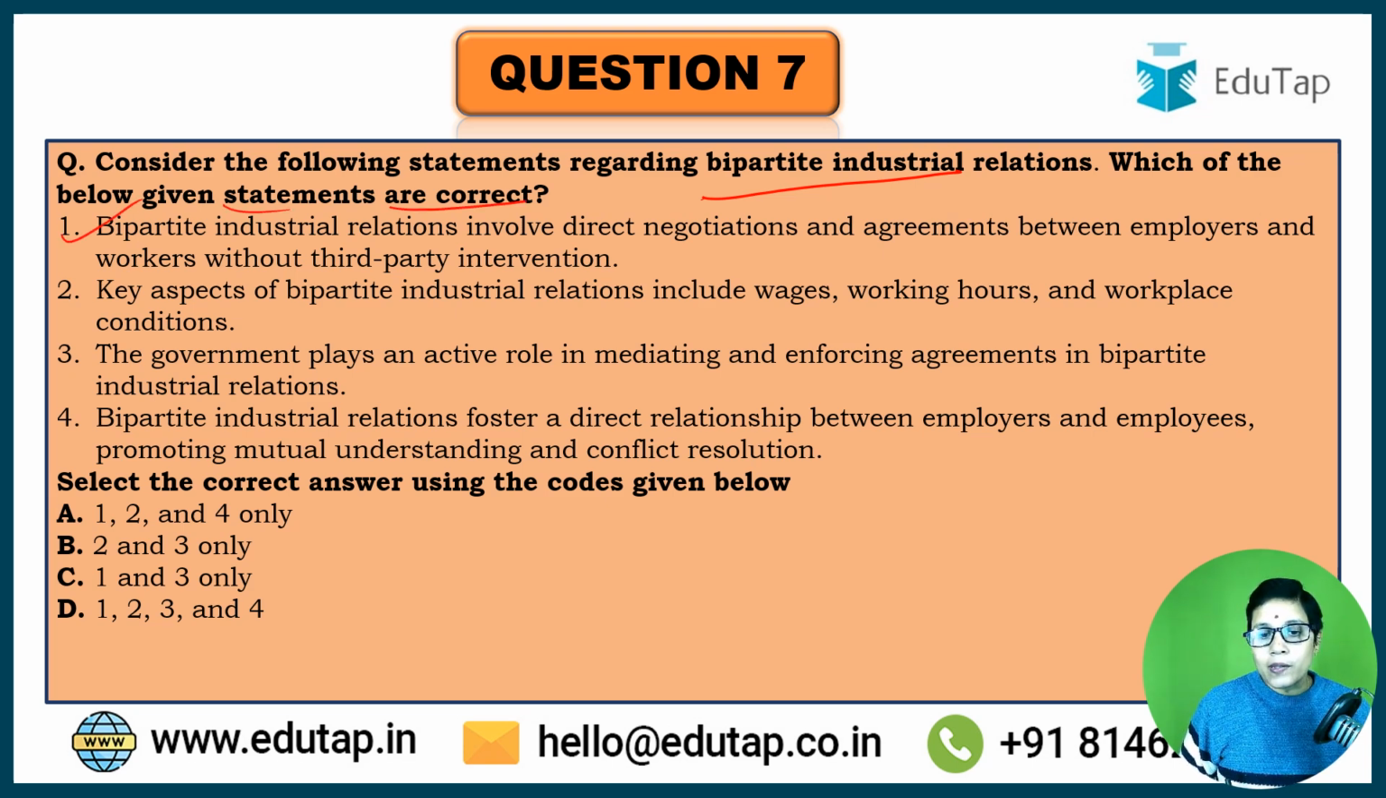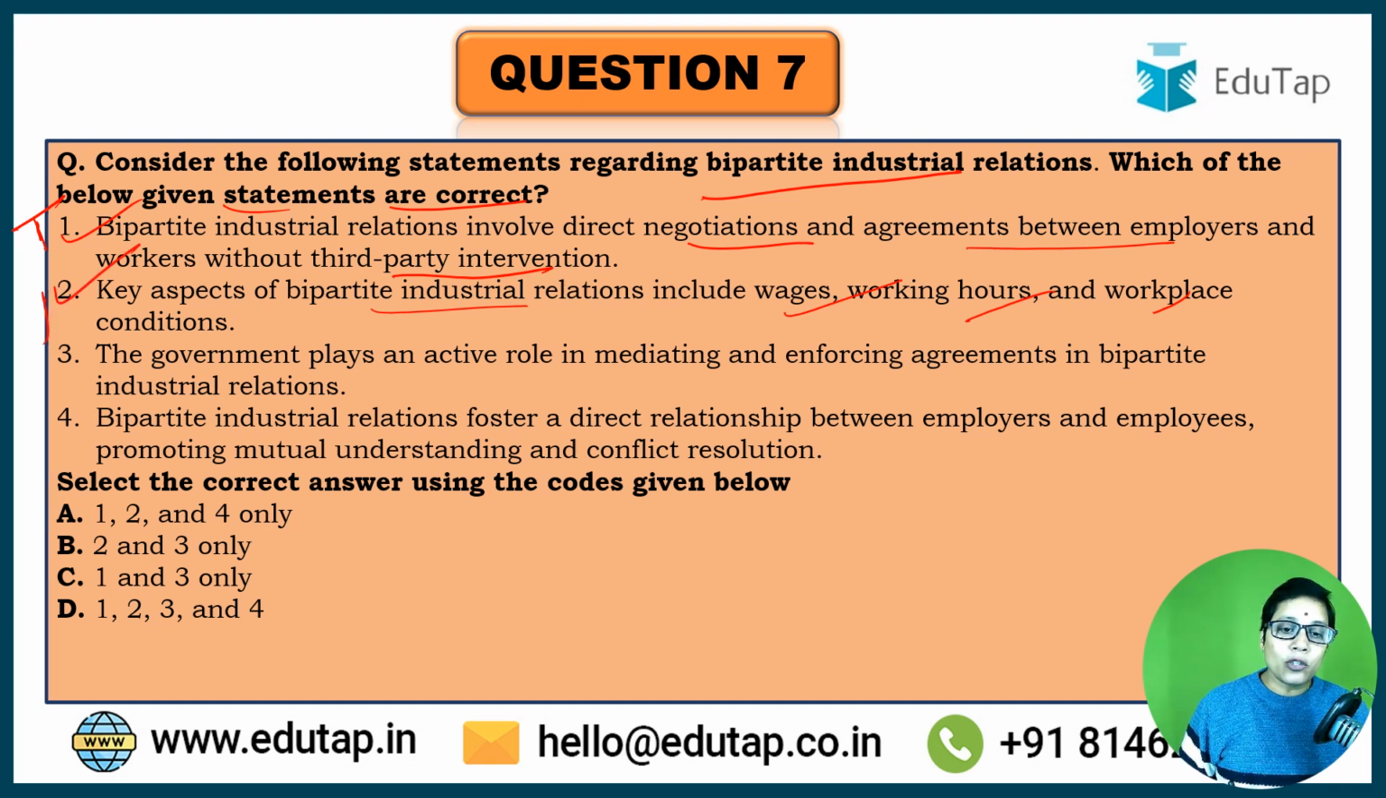Bipartite relations involve direct negotiations and agreements between the employers and workers without third party intervention. So they directly do whatever needs to be done themselves. Okay, so this is very much true. Key aspects of bipartite industrial relations include wages, working hours, workplace conditions, etc. Because obviously those are the things that are commonly part of their discussion.